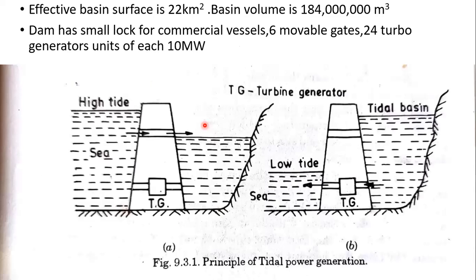The effective basin surface is about 22 square kilometers, and the water is stored in the basin at high tide. This basin has a surface of 22 square kilometers and it has a volume of 184.